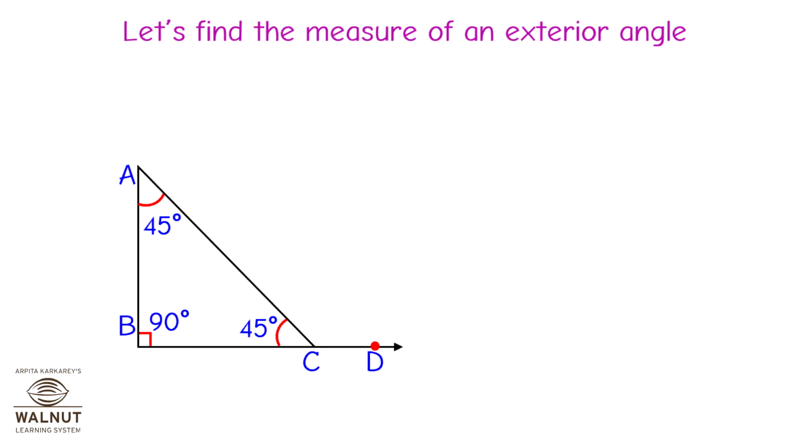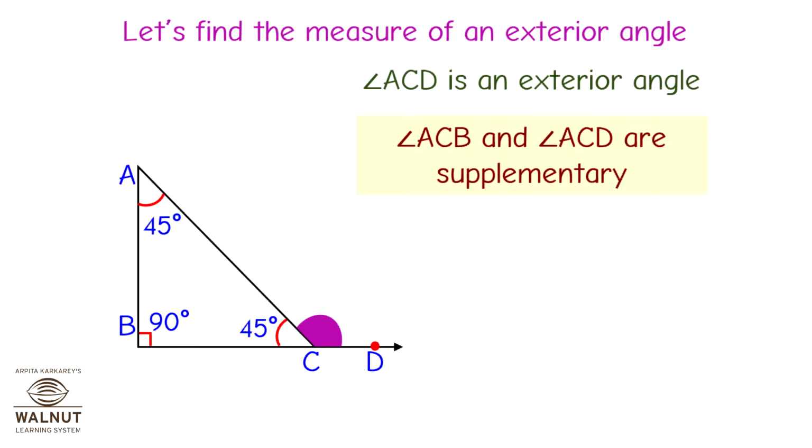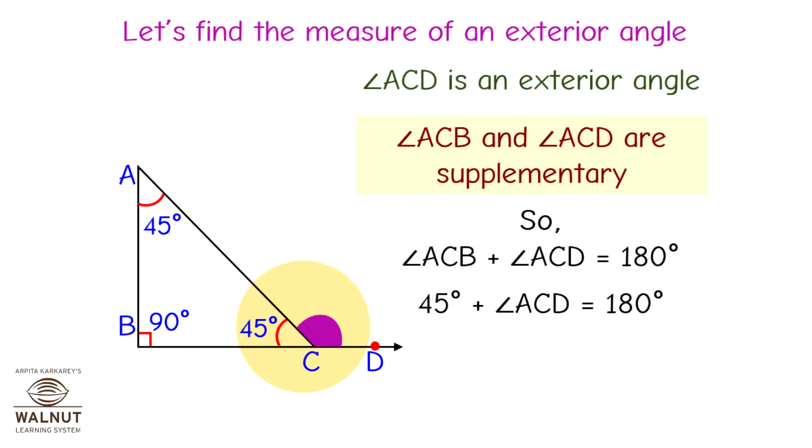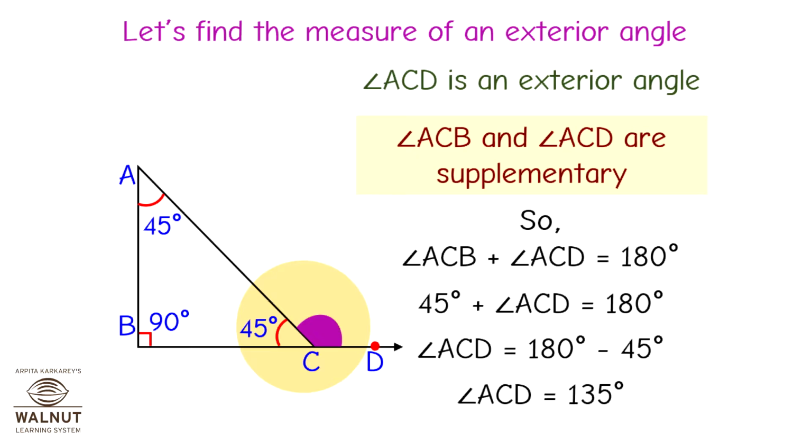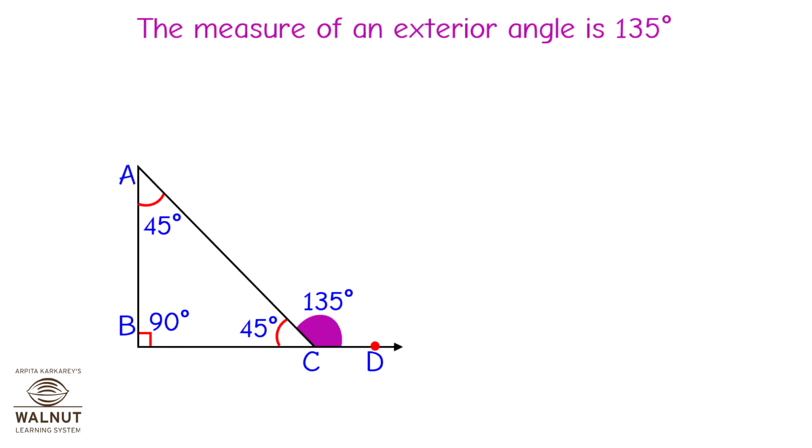Let's find the measure of an exterior angle. Angle ACD is an exterior angle. Angle ACB and angle ACD are supplementary. So, angle ACB plus angle ACD is equal to 180 degrees. 45 degrees plus angle ACD is equal to 180 degrees. Angle ACD is equal to 180 degrees minus 45 degrees, which is equal to 135 degrees. The measure of an exterior angle is 135 degrees.